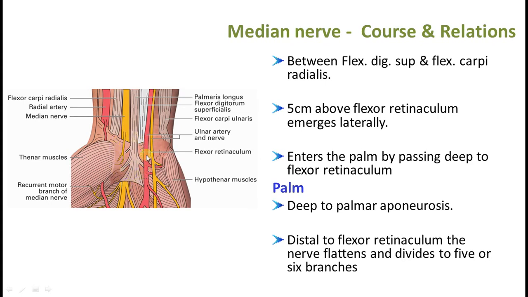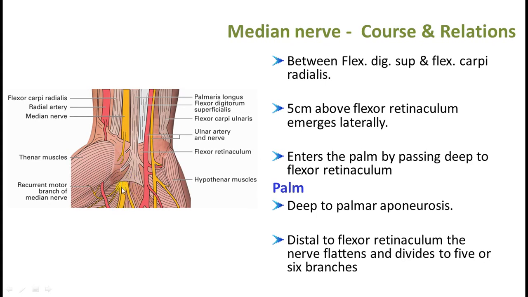Here it is situated within the carpal tunnel. I am not discussing the carpal tunnel here. We have already discussed the carpal tunnel well and at length in the previous classes. If you want, you can also mention the boundaries of the carpal tunnel in your answer if the median nerve is asked as a separate essay question. Then once it emerges distal to the flexor retinaculum, the nerve immediately flattens and divides into 5 or 6 branches. But basically it will divide into 2 rami, the lateral rami and the medial rami.